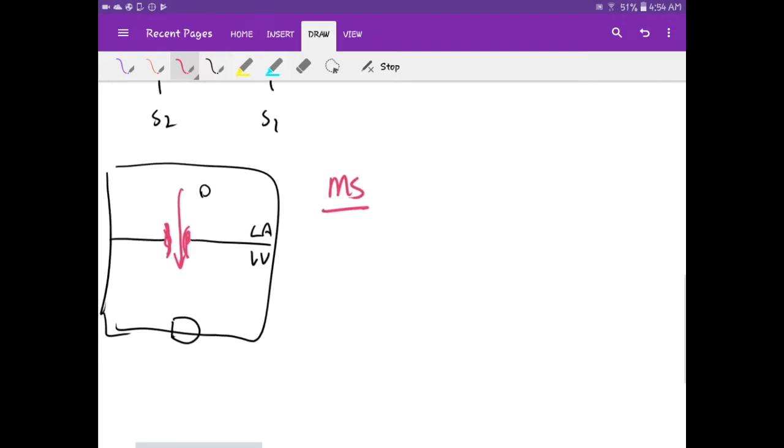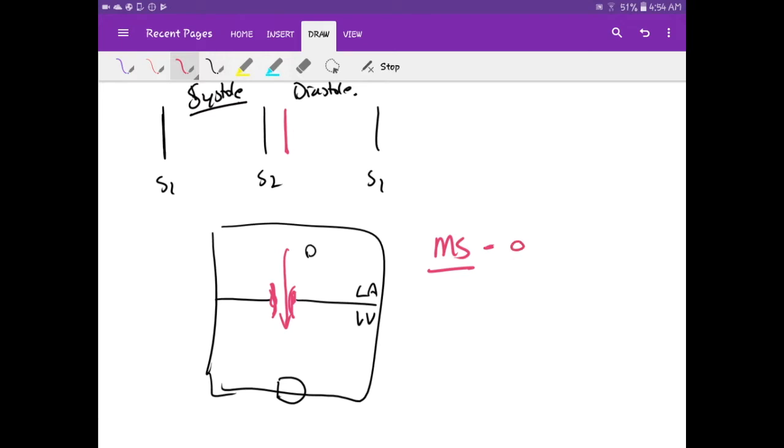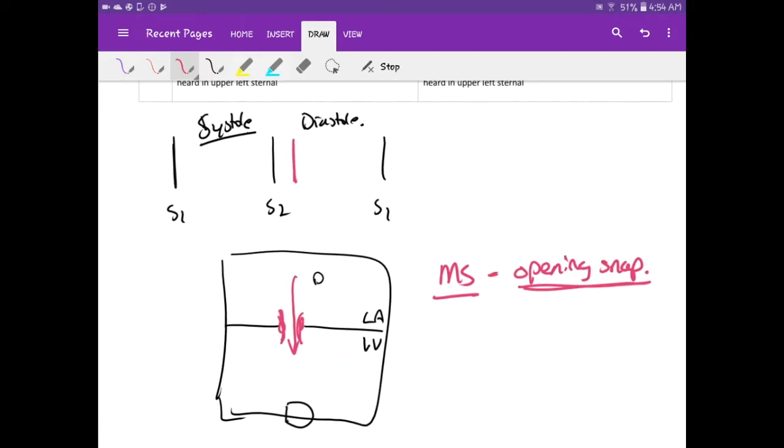The same thing happens here, so what you get is a click. Now we're talking about diastole, so remember that you get a click. Actually, in mitral stenosis, it's not called a click, it's called an opening snap. I'm pretty sure it's the same thing, just a different name. So just remember that it's an opening snap, okay?